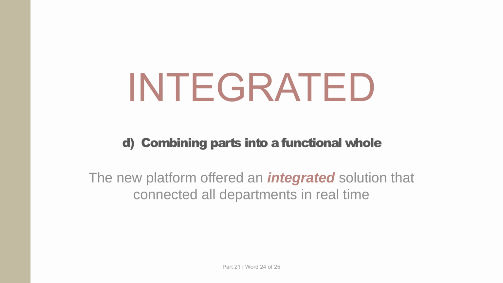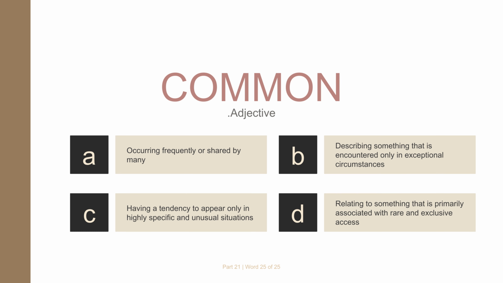Question 25. What is the meaning of common? Option A, occurring frequently or shared by many. Option B, describing something that is encountered only in exceptional circumstances. Option C, having a tendency to appear only in highly specific and unusual situations. Option D, relating to something that is primarily associated with rare and exclusive access.